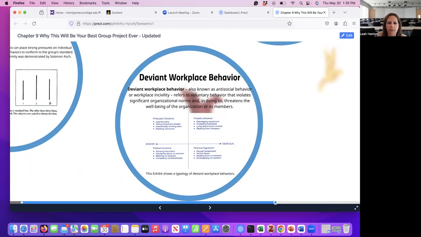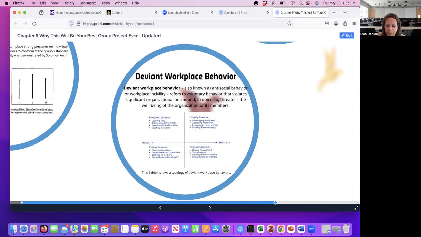Negative norms and group outcomes. Deviant workplace behavior or antisocial behavior or workplace incivility. This is voluntary behavior that violates significant organizational norms, and in so doing threatens the well-being of the organization or its members. Deviant workplace behavior is more likely if it's supported by group norms. Please make sure you understand some examples of deviant workplace behavior.